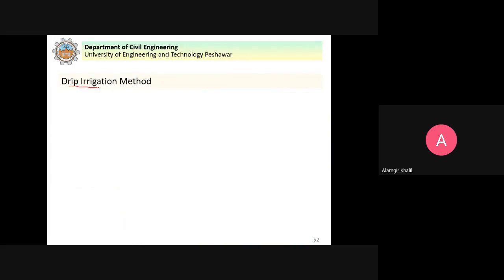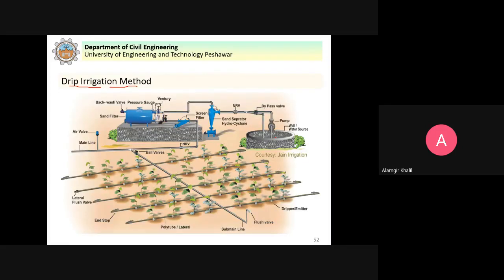The last one is the drip irrigation method. In the drip irrigation method, this is a description of the method. You can see that we have to pump the water, for example, from the well. And then after passing the water through the filter and screens to remove any solids or suspended material, then through a network of pipes, the water is supplied to underneath the plants.